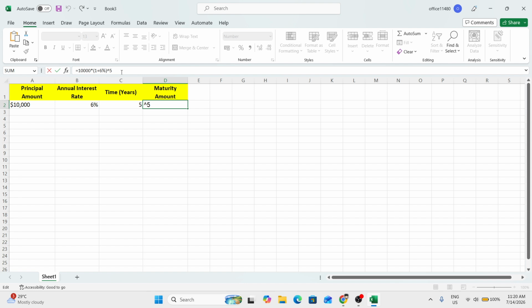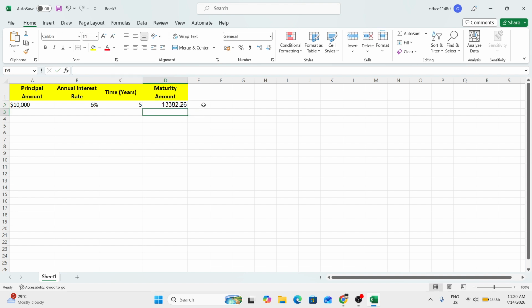The principal amount is the starting deposit, which in this case is $10,000. The annual interest rate is 6%, written in the formula as 6%. The time period is 5 years, which becomes the exponent. By raising the growth factor to the number of years, Excel calculates how the deposit increases year after year with compounding. Once you press enter, Excel will return the maturity amount automatically.